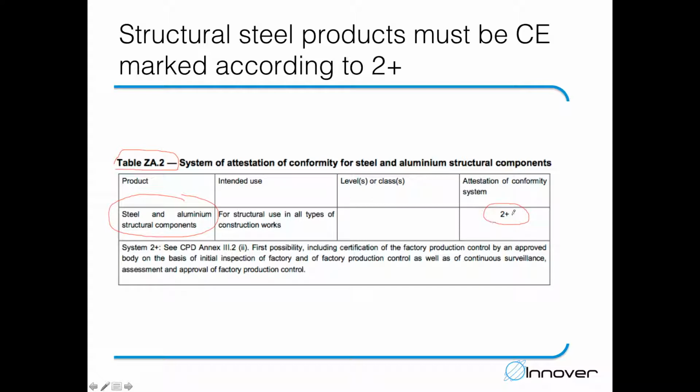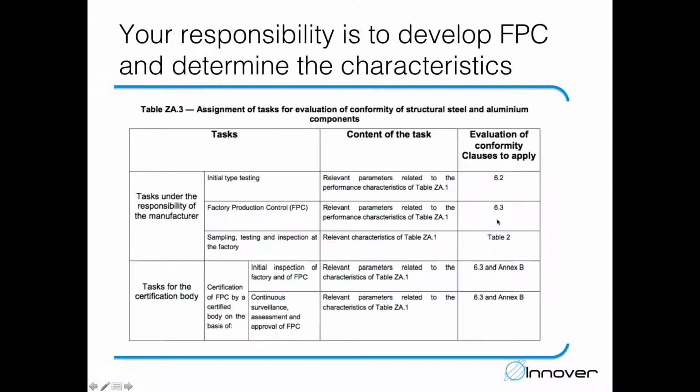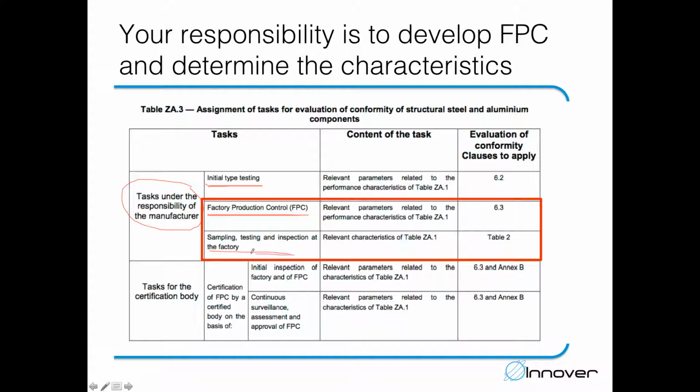And so the attestation of conformity system is 2+. And you don't have to go back to the last lecture to see what kind of activities were listed for the manufacturer and what kind of activities were listed for the third party in the system 2+. But those are also listed in the appendix CA of the harmonized standard. And here we can see that the tasks for the manufacturer include initial type testing. Then we have the factory production control, and also sampling testing and inspection at the factory. So the manufacturer has 3 different tasks related to the CE marking of the structural steel products.